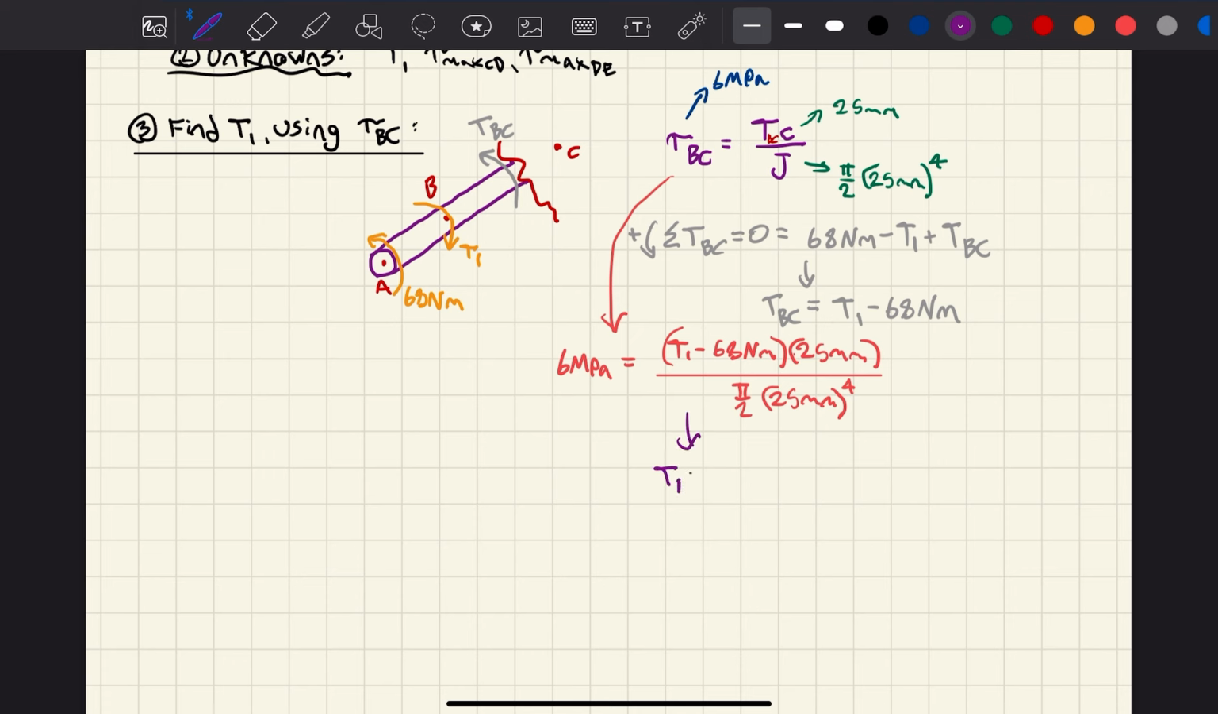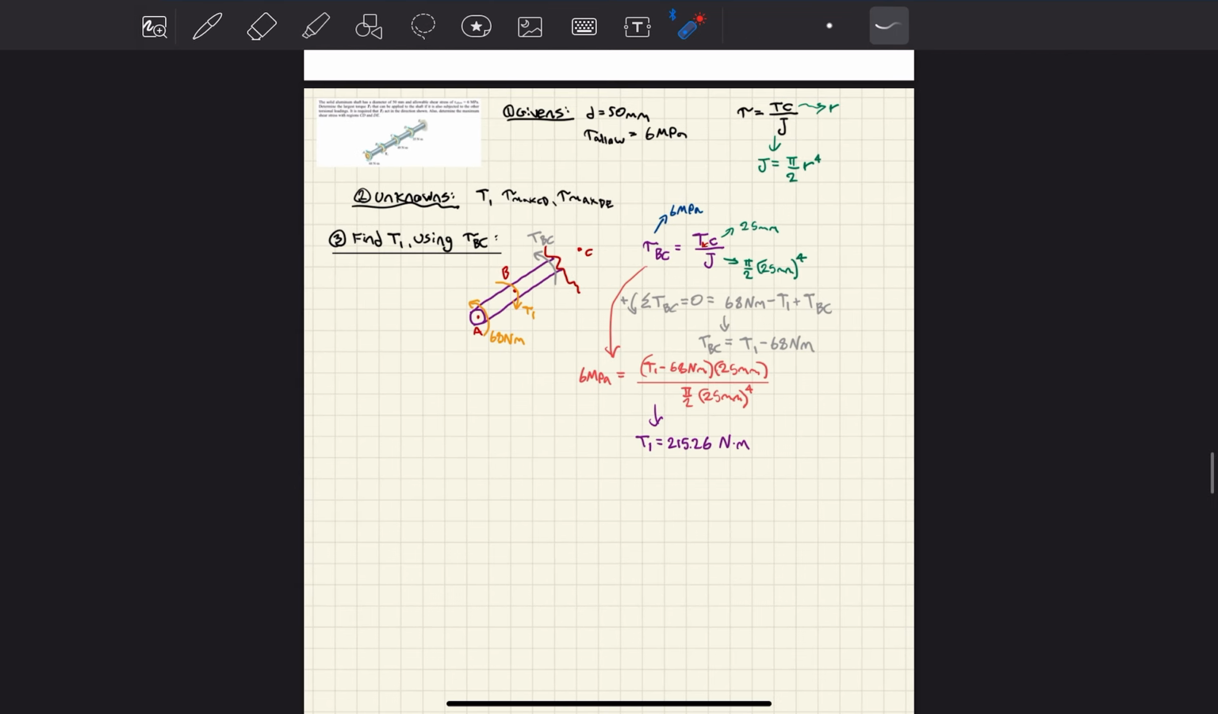T1 is equal to 215.26, and I'll convert back to Newton meters, because that's how the question expresses torques. 26 Newton meters. So that's how you find T1. Beautiful stuff. It also wants us to find the shear stress that acts at section CD and section DE, and basically it's the exact same thing.